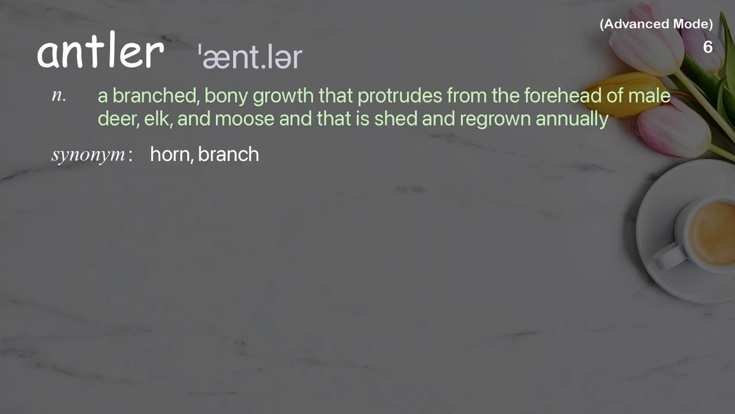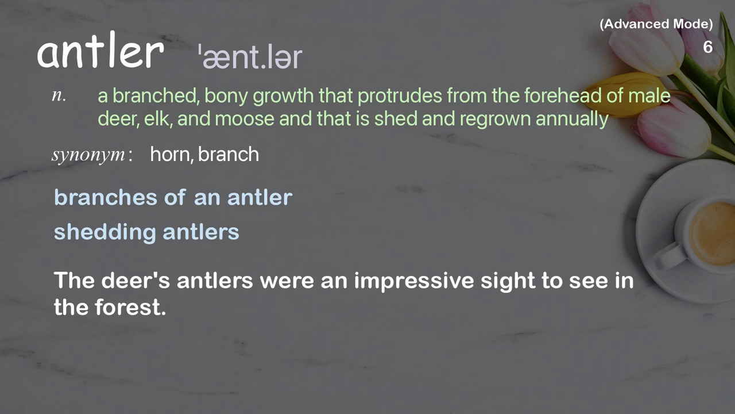Antler. A branched, bony growth that protrudes from the forehead of male deer, elk, and moose, and that is shed and regrown annually. Examples: branches of an antler, shedding antlers. The deer's antlers were an impressive sight to see in the forest.